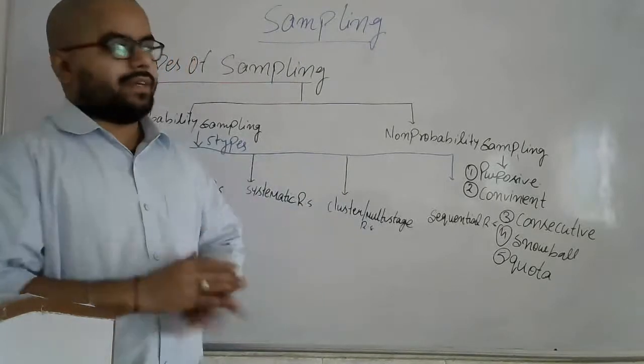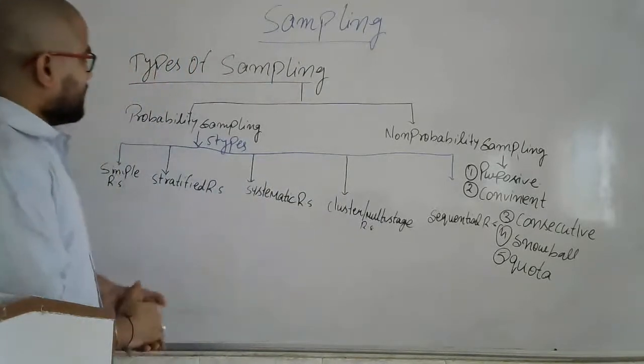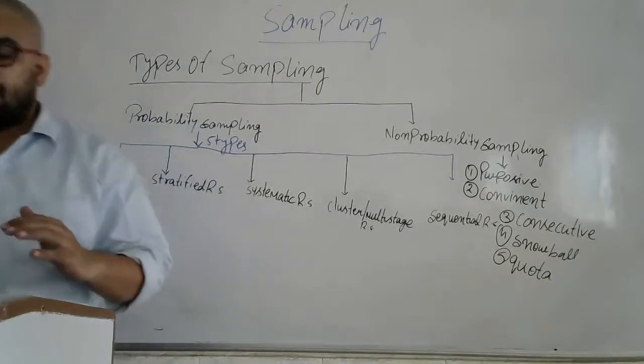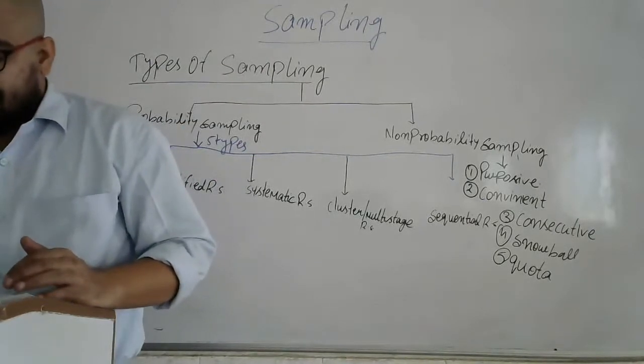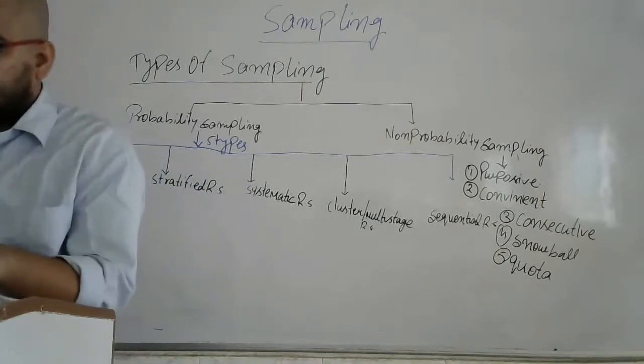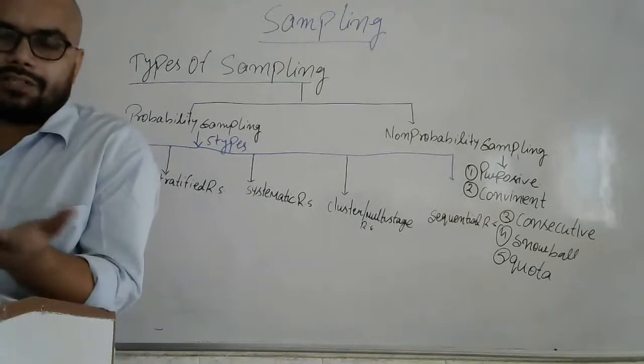So we have discussed these in the previous classes. In this class, we will discuss the types of sampling, or we can say techniques of sampling. Sampling is the process of selecting representative parts of the population.